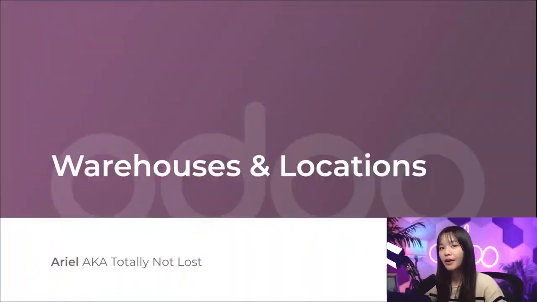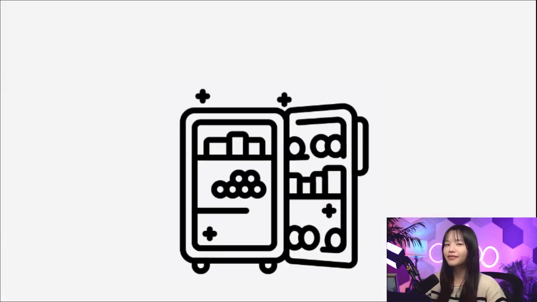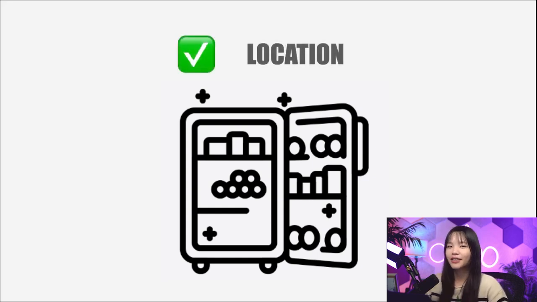Pop quiz. We're going to play a game of is it a warehouse or a location? So consider this. Is the freezer area that stores ice cream a warehouse or a location? Correct. It's a location. A location is anywhere a product can be, like a shelf, floor, aisle, or customer location. They're used to organize the flow of incoming and outgoing goods.